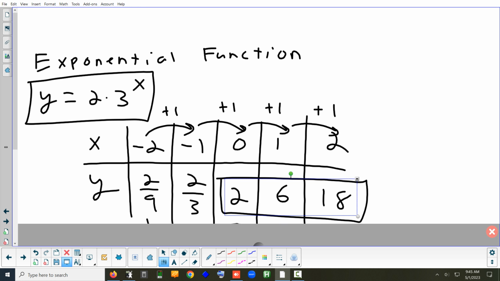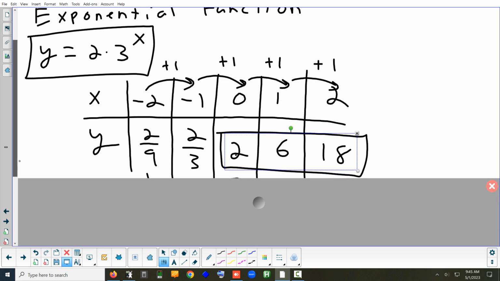What's another way to get to 6, besides adding something to 2? Times by 3. Okay, that's a different pattern. Multiplying, not adding. Let's see if multiplying works. So if you times by 3, you get 6. What if you times 6 by 3? What do you get? 18. That's the pattern this time.